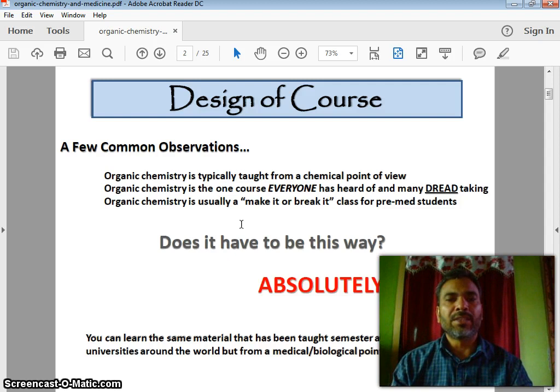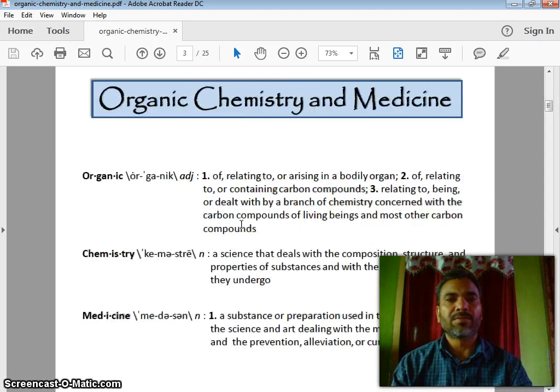Say or repeat it with me. Make it or break it. Class of pre-med students. Does it have to be this way? Absolutely not. You can learn the same material that has been taught semester after semester at universities around the world, but from a medicinal or medical or biological point of view.